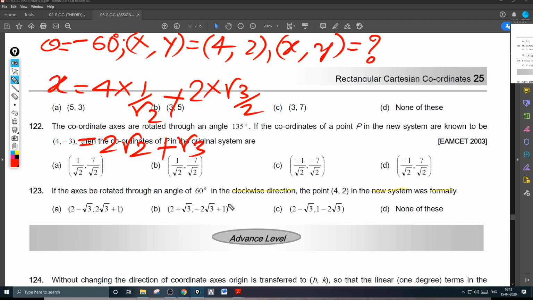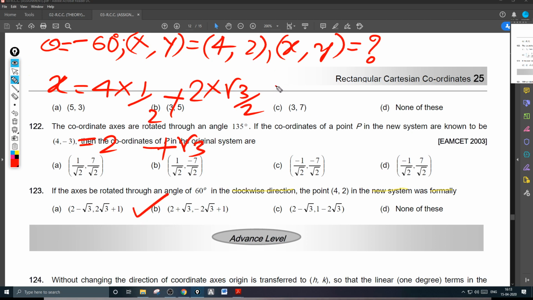The option is not there. Samega, please check the answer once. Small x is equal to X cos theta, X cos of minus 60, 1 by root 2. Sorry, you're right. So it is 2, minus Y sin, so 2 plus root 3.